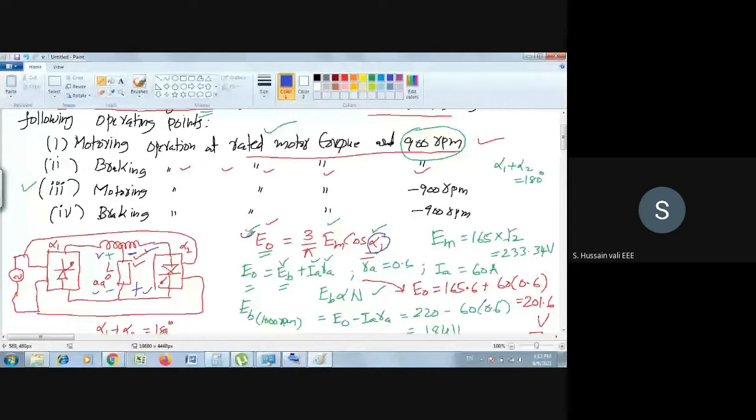Earlier we took the polarity of E naught as plus, minus, so we used that formula. Now the polarity gets reversed. Why does the polarity get reversed? Because in the question itself it is said that the motor direction gets reversed. The motor is running in the opposite direction, which means this becomes minus, so the polarity of the output voltage gets reversed. That's the meaning of that.